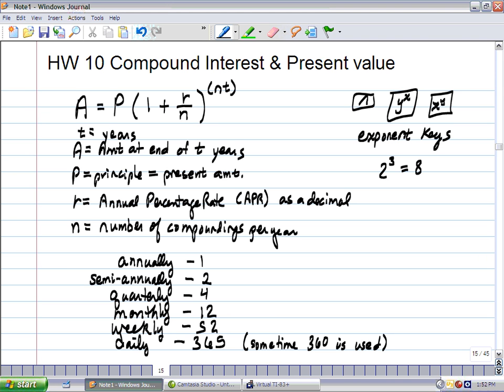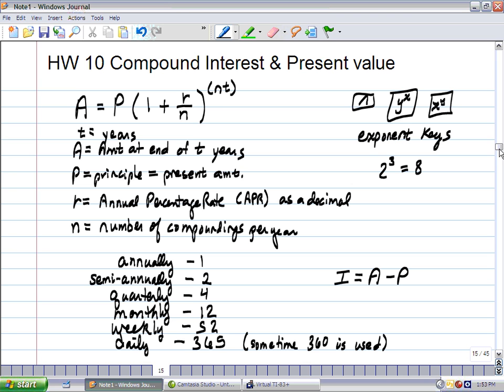And you can actually compound more often than that. In fact, all the way to every instant, but that's beyond the scope of this class. We're just going to go this far. Okay, so these are the formulas we're going to use. And if we want to know the actual interest earned, the interest earned is going to be the amount you end up with minus the amount you started with. That's how you figure out how much interest you either earned or paid.